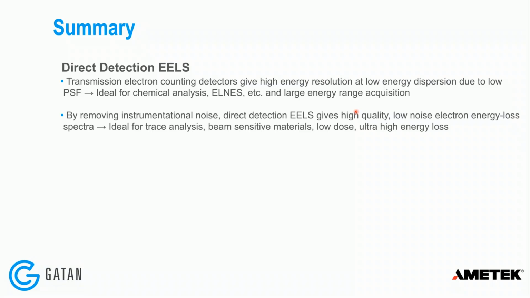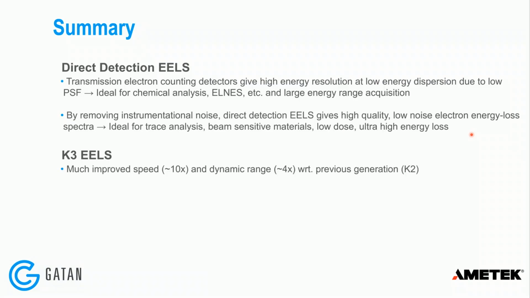Also, by removing instrumental noise, direct detection EELS gives you high quality, low noise electron energy loss spectra. So those two work really well in parallel. Because we have low point spread, we can put more signal onto the detector, which has low noise anyway. So we're kind of double winning here. So this is great for trace analysis, beam sensitive materials, low dose, ultra high energy loss, basically anything with a low signal. So K3 EELS.